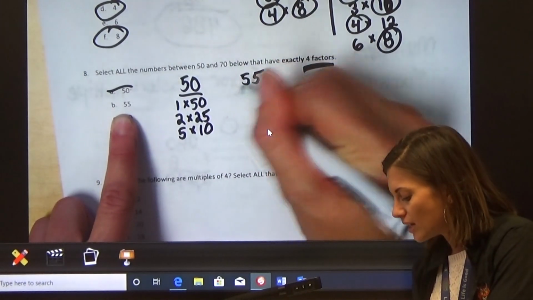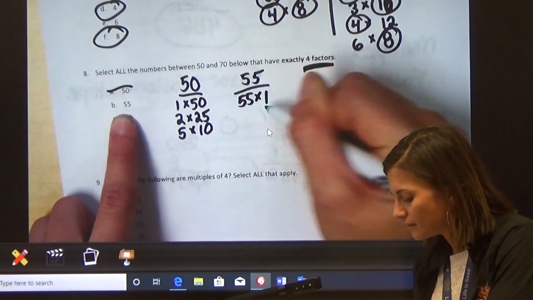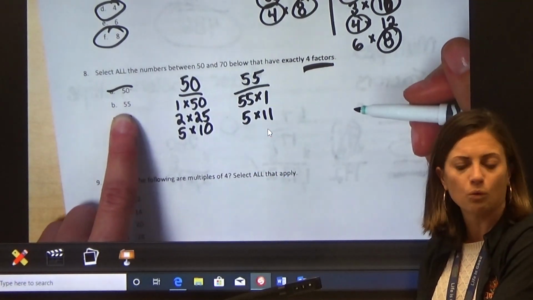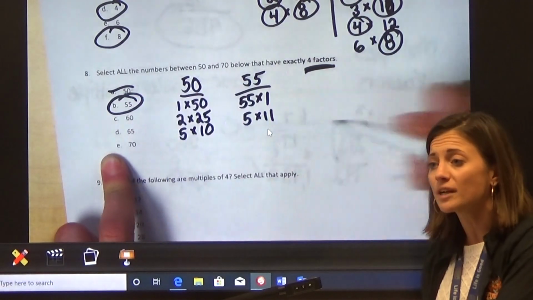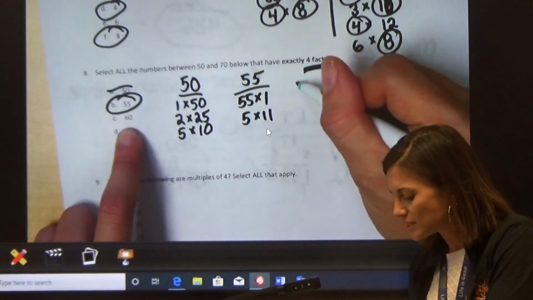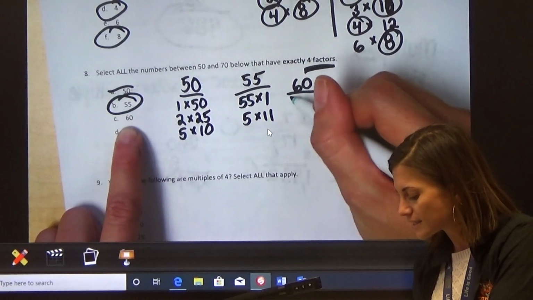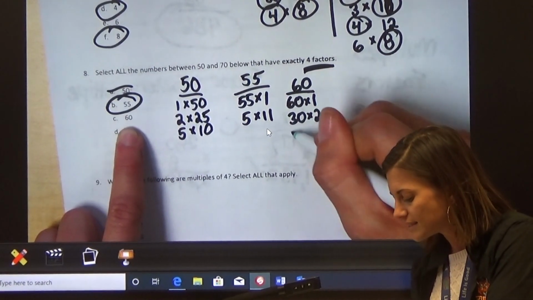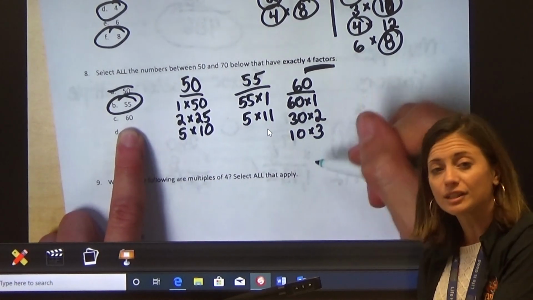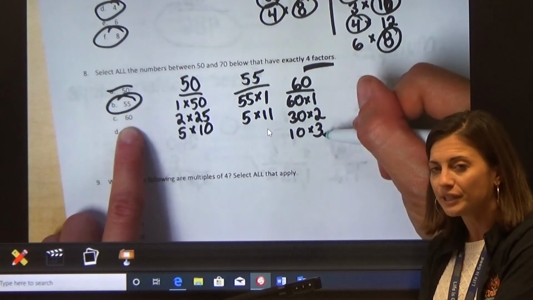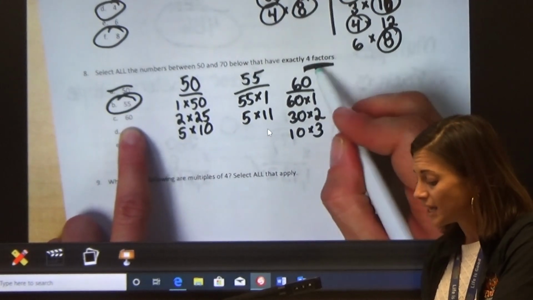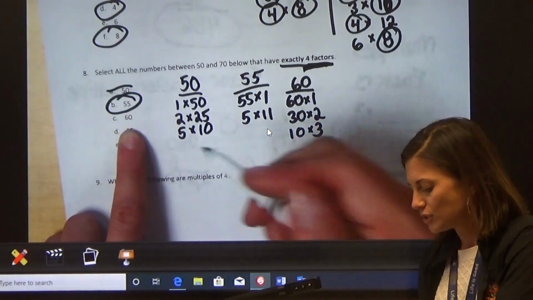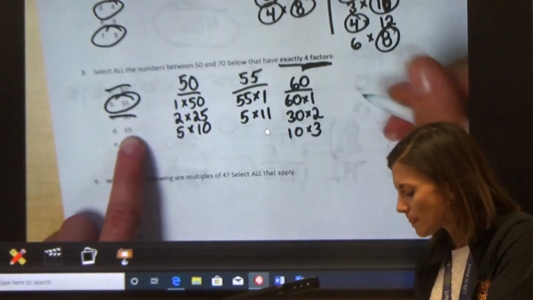55. I can do 55 times 1 and 5 times 11. But there are no other factors that would equal 55. So that's one of my answers. Then I do 60. 60 times 1, 30 times 2, 10 times 3, and I could keep going, but I already have 3 pairs, which is 6 factors, and I only want 4. I want exactly 4. So 60 is not my answer either.